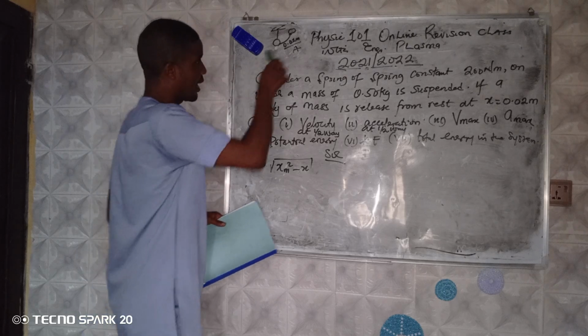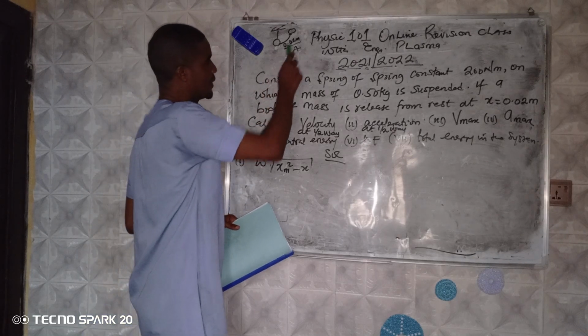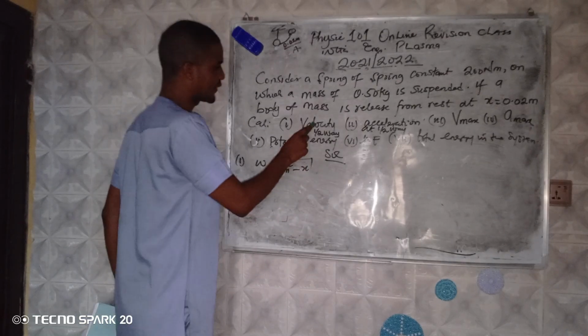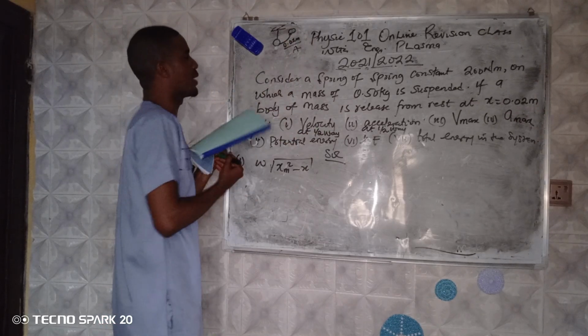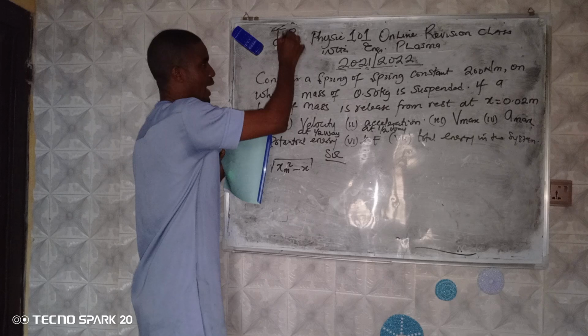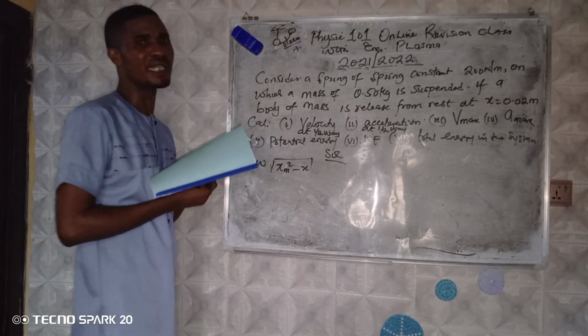So this is our amplitude. We have to calculate the velocity halfway. As this thing doesn't reach here, it's coming back. If it gets to halfway, from here to here is 0.02. Half of it will be 0.02 divided by 2.